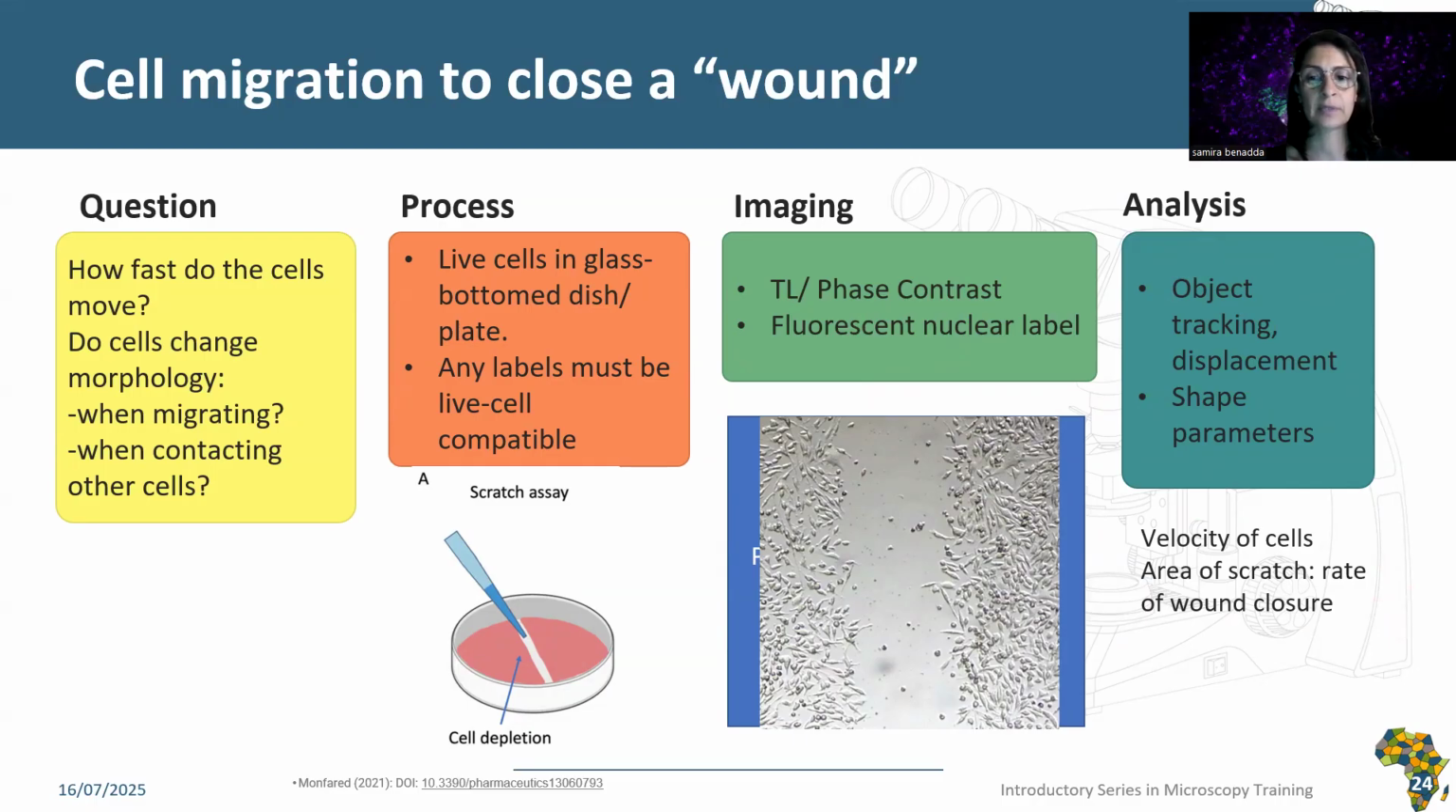Why is it important? Because the question is, what is the area of the open area? How fast does it change? How can we analyze the shape change? And are certain proteins upregulated or downregulated during migration?